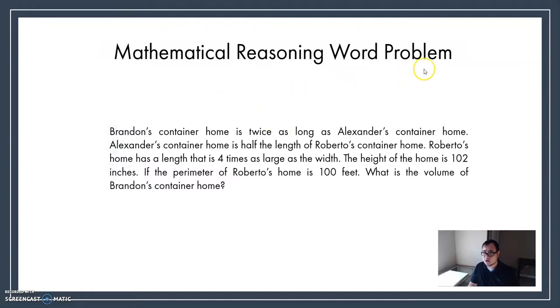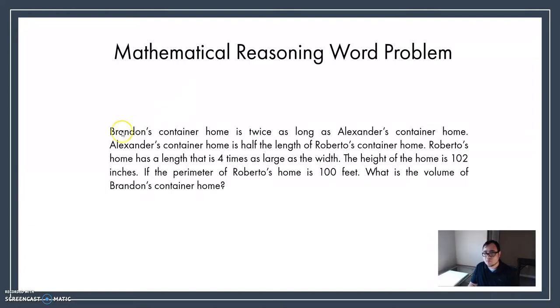Mathematical reasoning word problem. Now, this question was created to be similar to the 2018 GED mathematical reasoning test. Now, this test measures high school equivalency and college readiness. Please follow along as I read the word problem. Don't worry about understanding it right now, as we're going to go into detail how to tackle this type of problem.